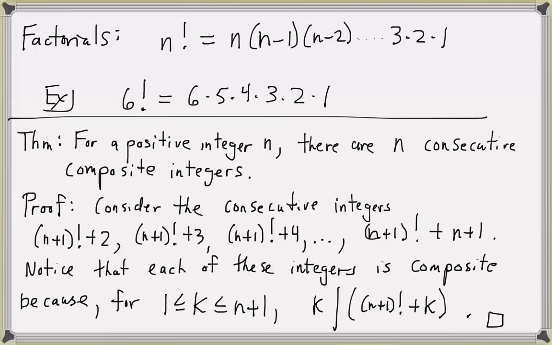So each one of these consecutive integers must be composite. For example, 2 is a factor of this number, 3 is a factor of this number, 4 is a factor of this number, and so on, up to n plus 1 being a factor of that number. Since these are n consecutive integers, they're all composite, that proves the theorem. So there are arbitrarily large gaps between prime numbers.